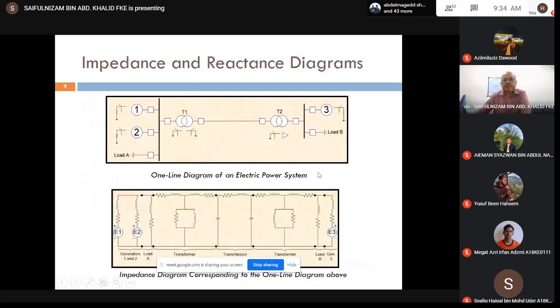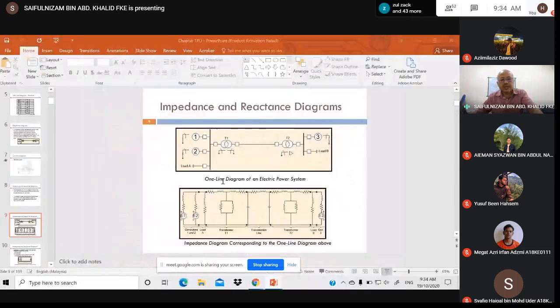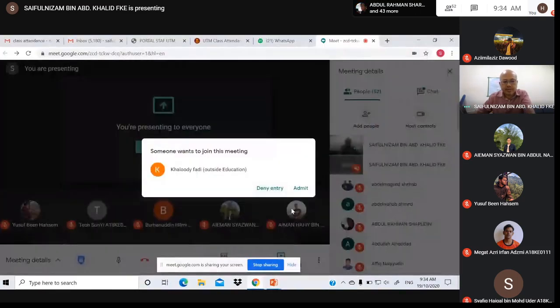So any question before we proceed with the reactance diagram? We have discussed the single line diagram, which is represented by the symbol for each component. And then we discussed the impedance diagram.